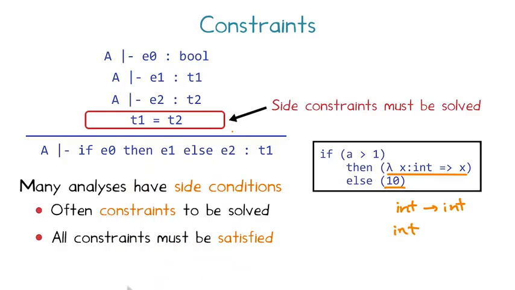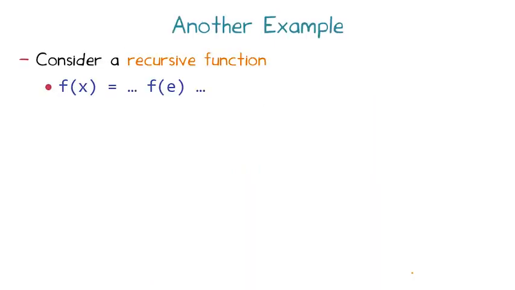Without the side condition, this program would be typed as a function mapping ints to ints. This would cause the type system to be unsound, as the program would not evaluate to the correct type if a were ever less than or equal to 1. Checking whether these side constraints can be solved is a separate algorithmic problem that we will cover in the lesson on constraint-based analysis. Another example of where side conditions occur are with recursive functions.